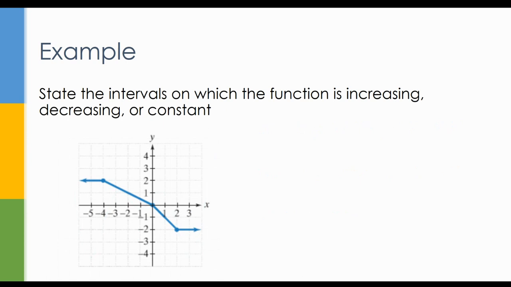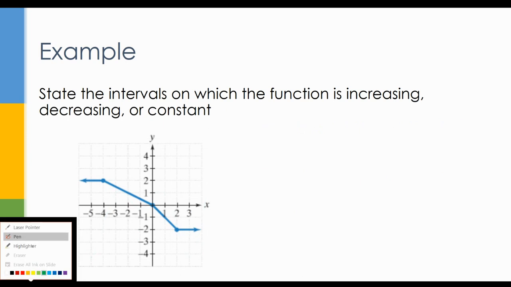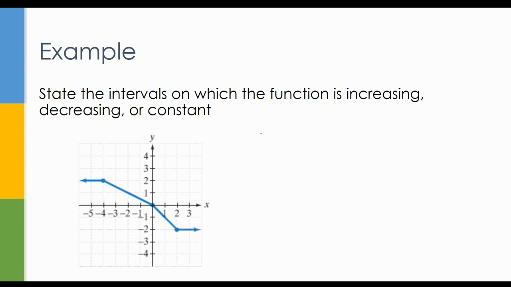Okay, let's look at this picture. We're going to state the intervals in which the function is increasing, decreasing, and constant. So we've got increasing, decreasing, and constant. All right, so increasing, we're looking for positive slopes. Where does it start low and head up? Well, if I'm looking at this picture, I don't see that at all, so there are none.